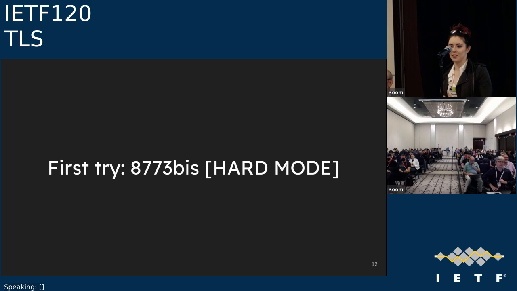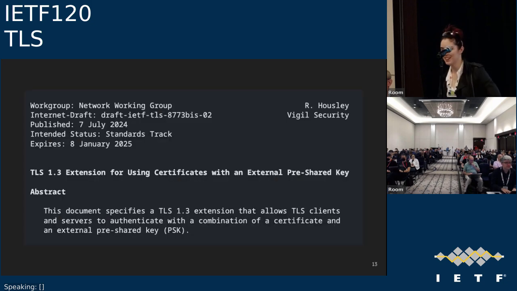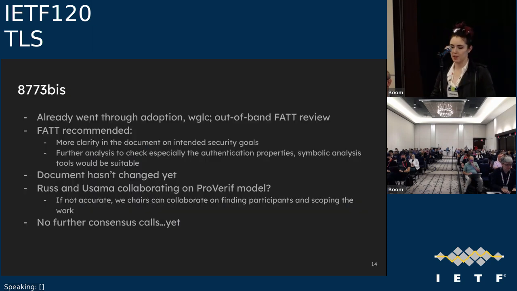So the first thing we tried to do was doing it on 8773 BIS. This is hard mode because it had already gone through an adoption call. It had already gone through a working group last call. People already said and vaguely tried to go get formal analysis of it and did not succeed. Now what? So this is what it is, the actual document, 8773 BIS.